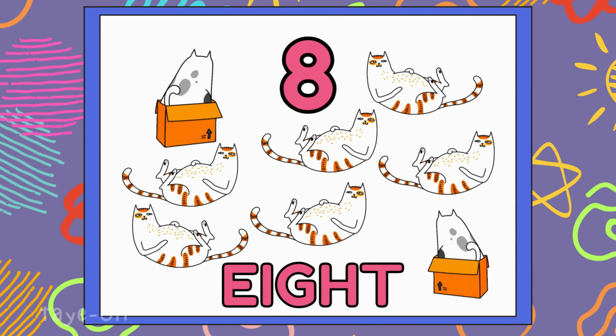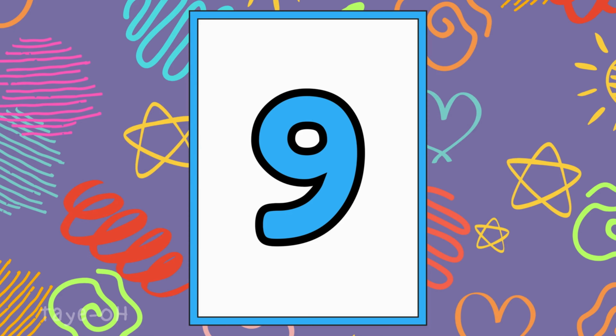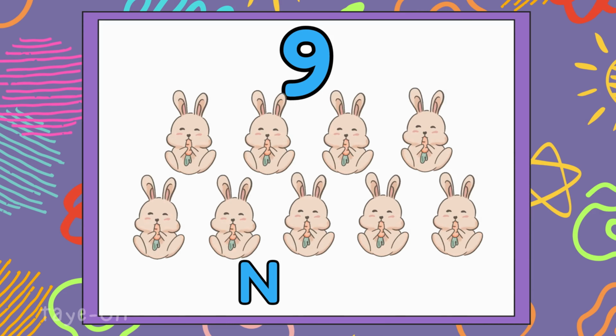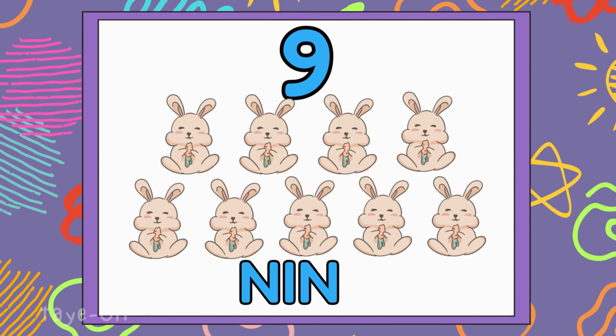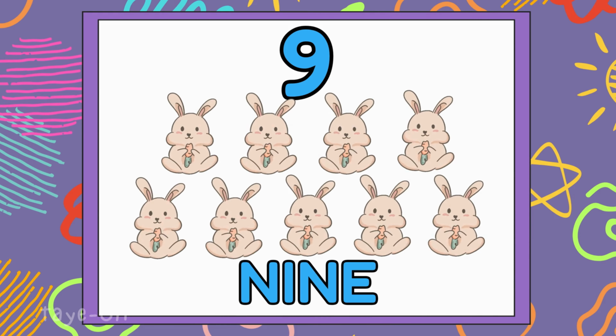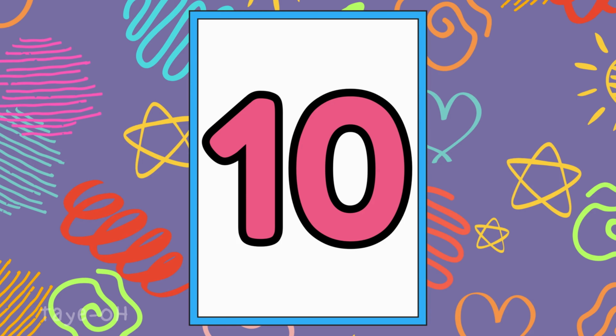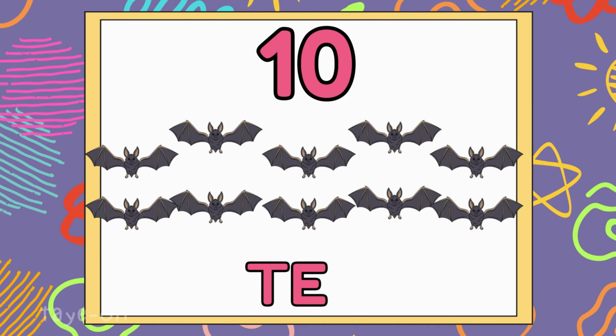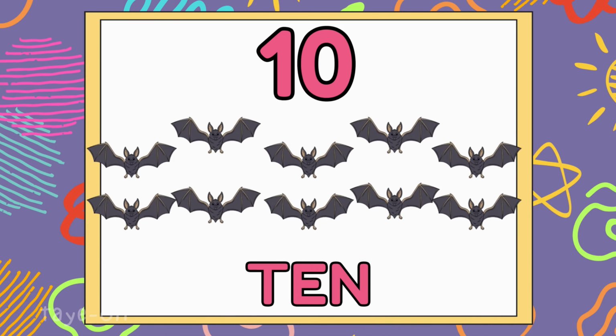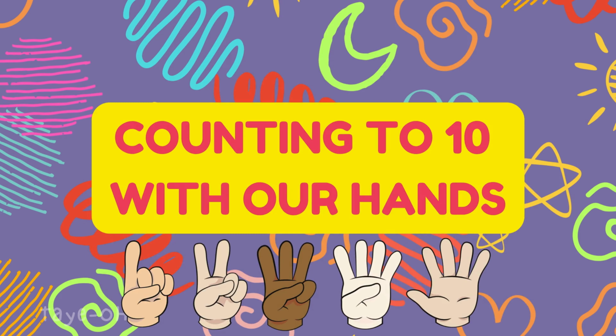8 E-I-G-H-T 8 cats. 9 N-I-N-E 9 rabbits. 10 T-E-N 10 bats. Counting to 10 with our hands.